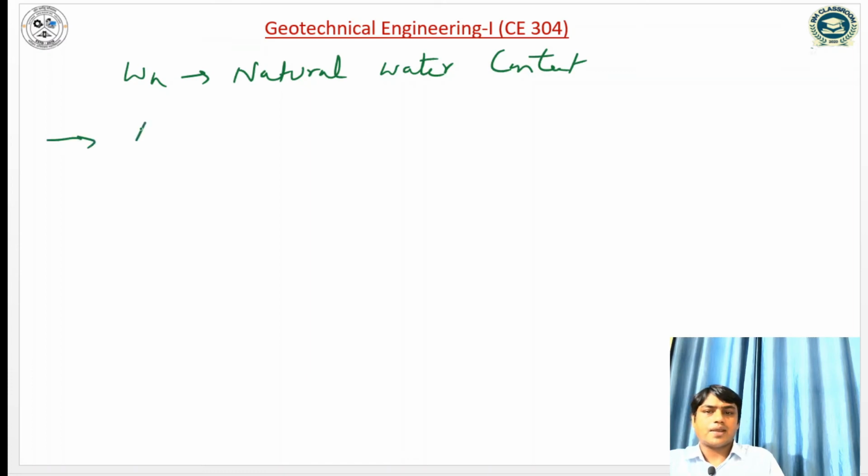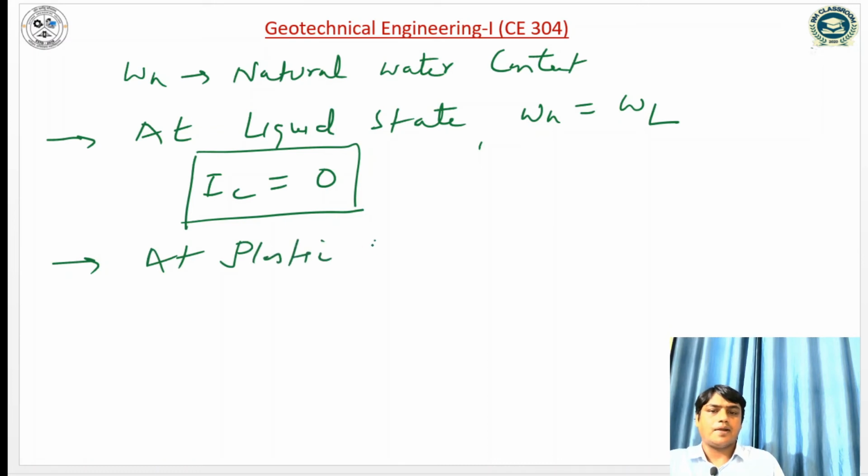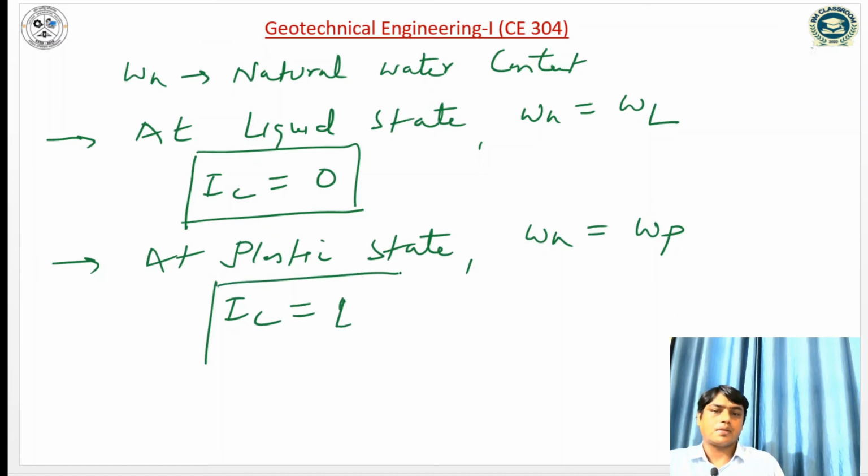So at liquid state, our natural water content will be the liquid limit, so the consistency index is equal to 0. Similarly, at plastic state, our natural water content will be equal to the plastic limit, so the value of consistency index will be unity. So these are the important points related to the consistency index.